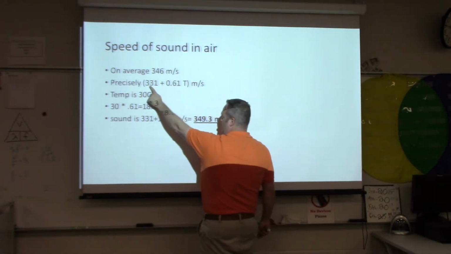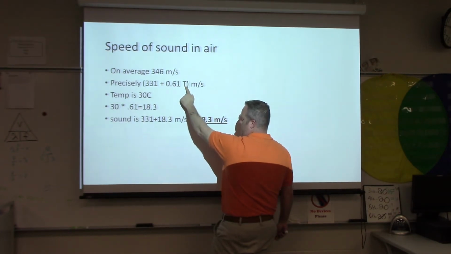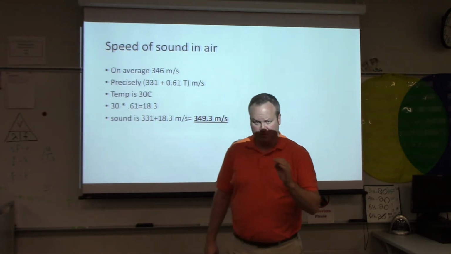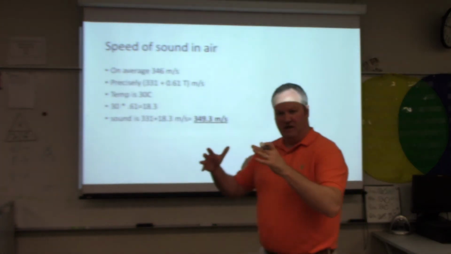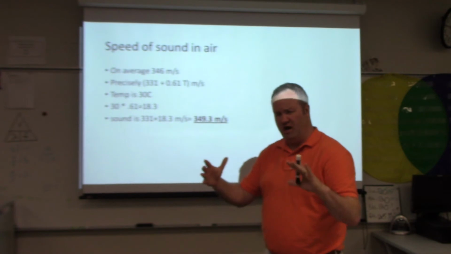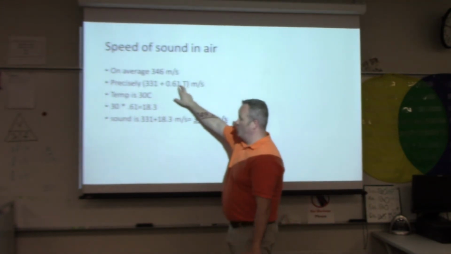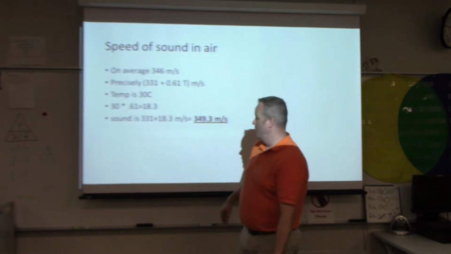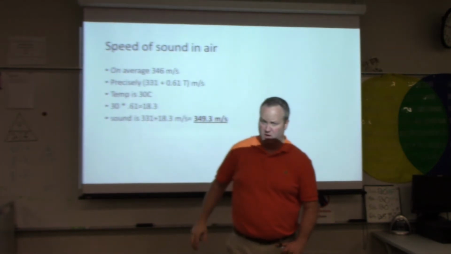So 331 plus 0.61 times temperature. That temperature has to be in Celsius. So you can imagine that if you had 100 degrees Celsius, which would not occur, but theoretically if you did, 100 times 0.61 is going to be 61. And so in that case, you would add 61 to 331.